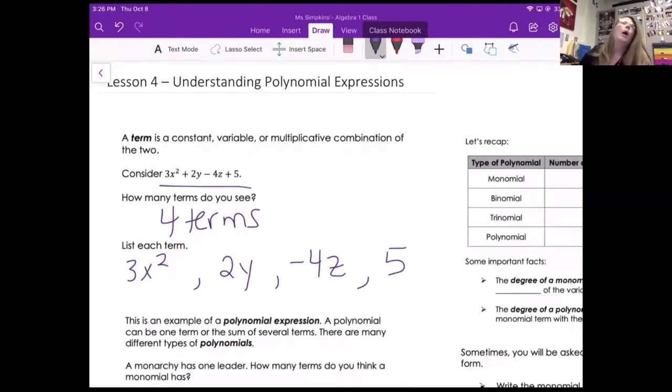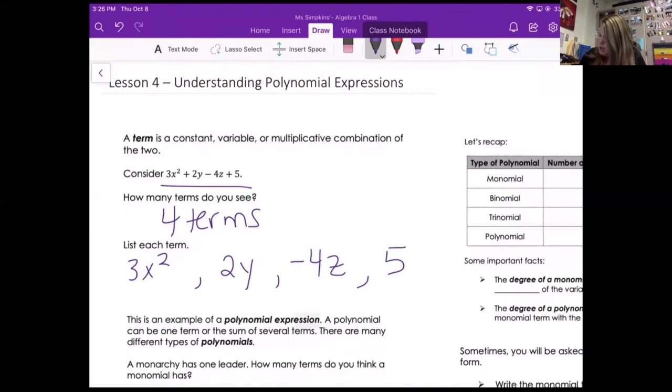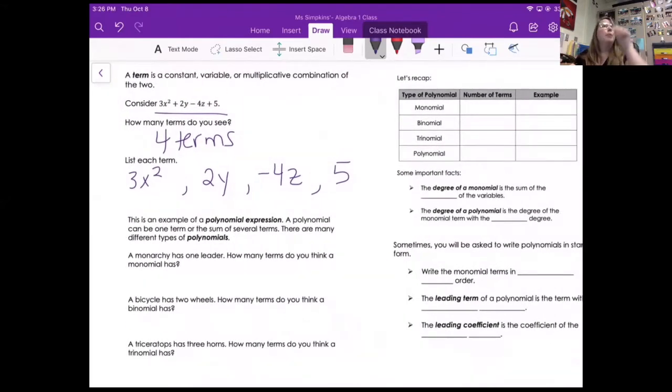This is called a polynomial. Many terms is what it's referring to, multiple terms. We have specific types of polynomials. They're still called polynomials, we can just give them another name. One of them is called a monomial. So how many terms do you think a monomial has? 1 term, just like monarchy. You've learned about those in civics, hopefully. Bicycle has 2 tires, so 2 terms would be a binomial.